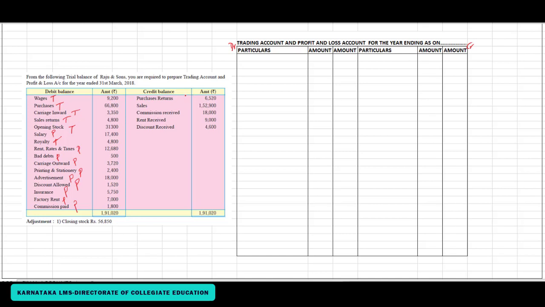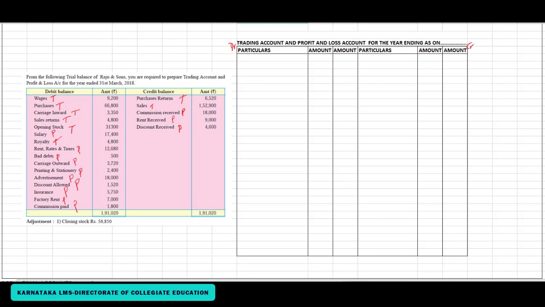And with regard to credit balances, firstly purchase returns, it will be related to purchases, so it goes to the trading account. And sales is a trading account item. Commission received is like an indirect income, so it is a profit and loss account item. Rent received, profit and loss account item. Discount received is also an indirect income, so in the profit and loss account we show it as other incomes. Now let us start making entries in the trading account and profit and loss account.